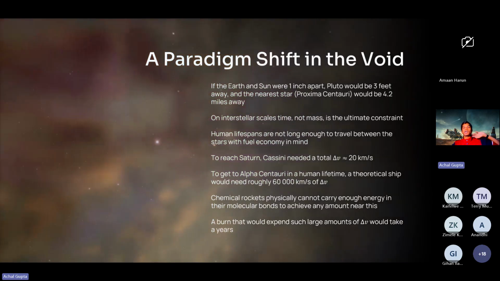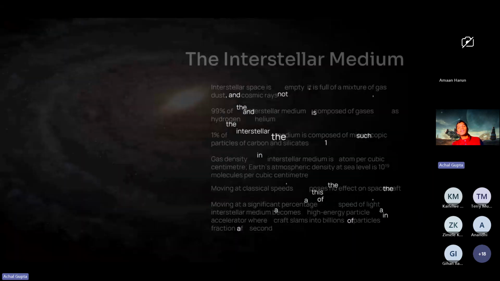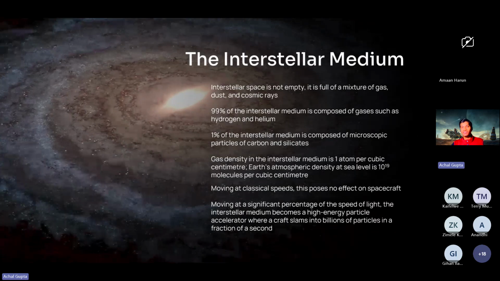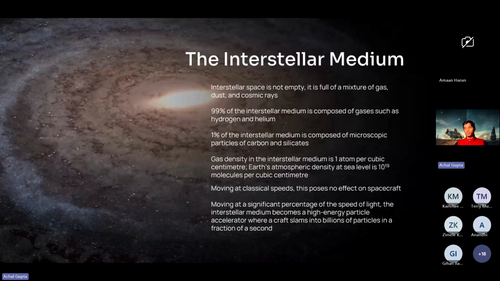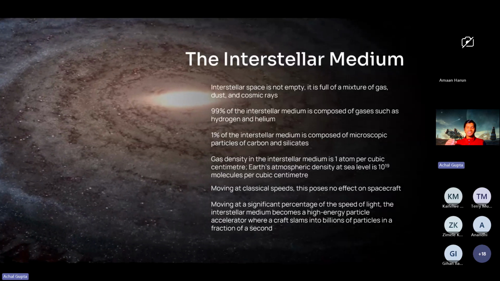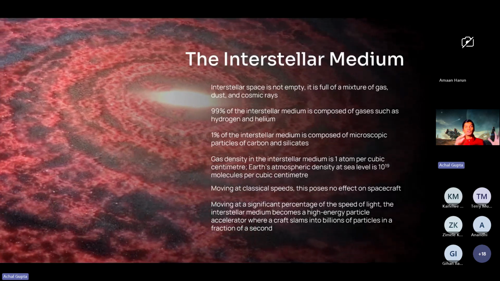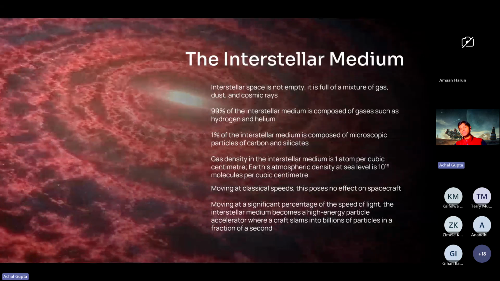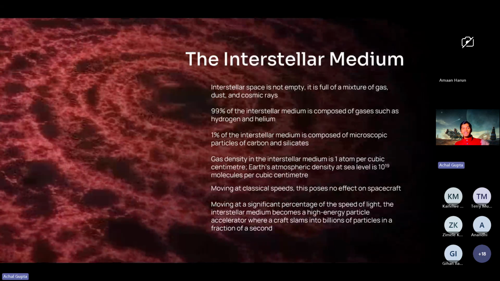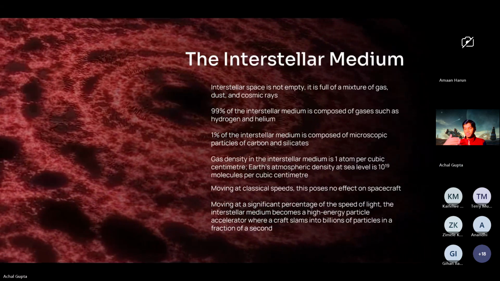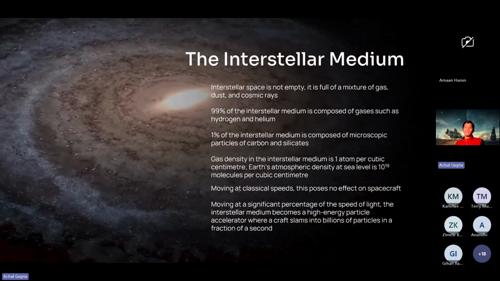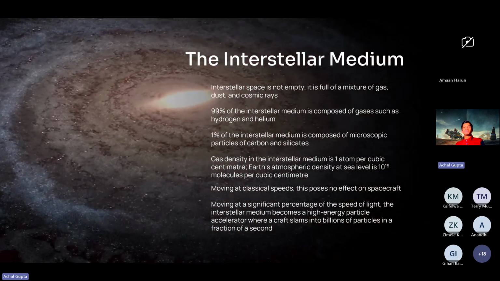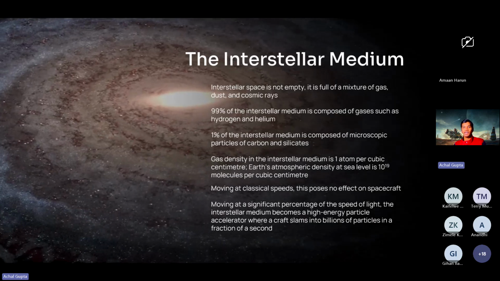But here we need burns that last years. The other thing I want to point out is the dangers in interstellar space. Look, we think it's a vacuum, and it is a vacuum in the sense that it is a better vacuum than the ones we often produce on Earth in most cases. But if you're traveling at a specific percentage of the speed of light that is greater than 1%, you are going to experience some form of drag because of what's in the interstellar medium.